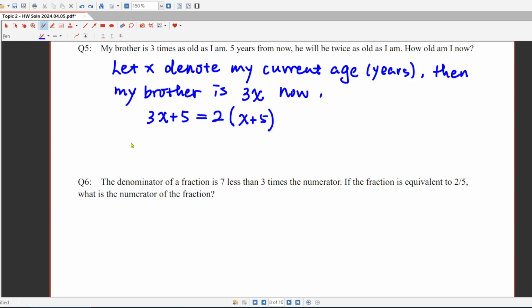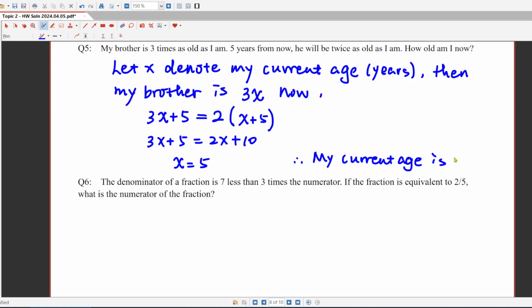So we need to solve this equation, which gives us 3x plus 5 equals 2x plus 10, which basically means x equals 5. So what is the meaning of x? x denotes my current age, therefore you can conclude my current age is 5 years old, right?